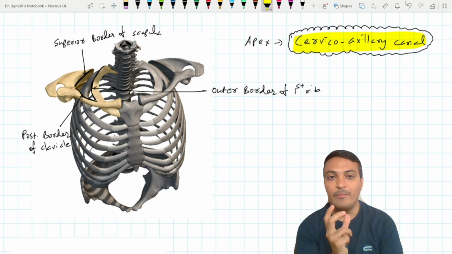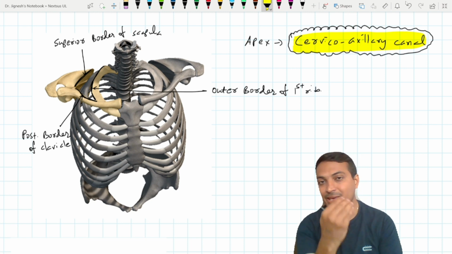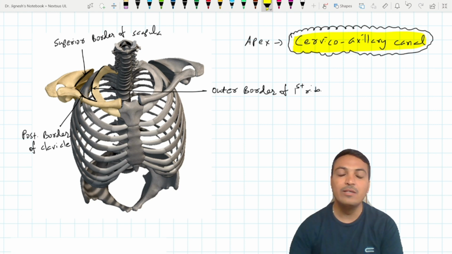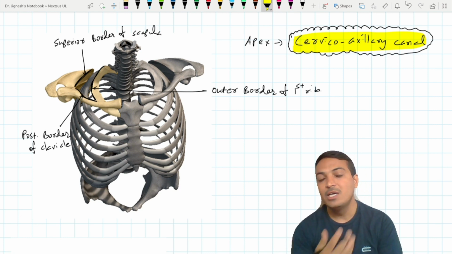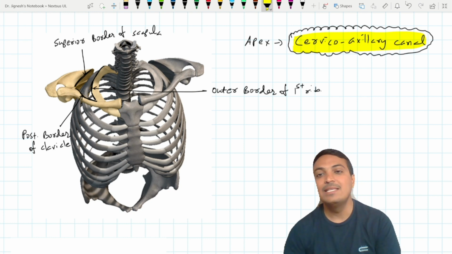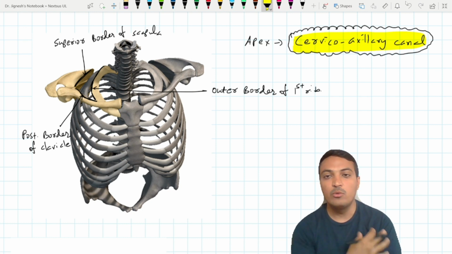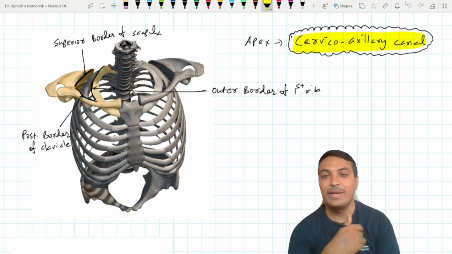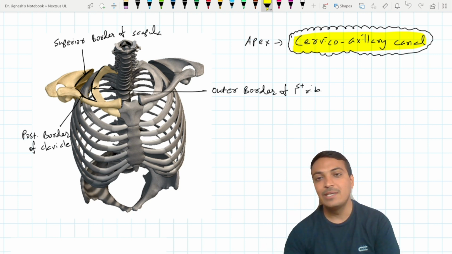These are the two important structures, along with the brachial plexus, the cords of the brachial plexus, which are formed by the C5 to T1 roots. They pass through this apex of the axilla to enter into the upper limb and supply the upper limb. Along with the axillary artery, axillary vein, and the cords of the brachial plexus, a few other structures also enter through this apex of the axilla, or we can say via this cervico-axillary canal.